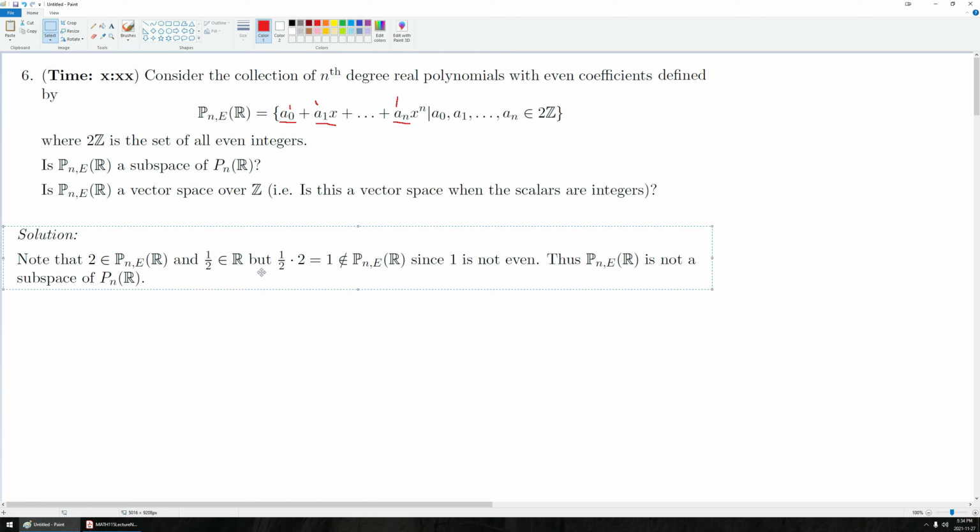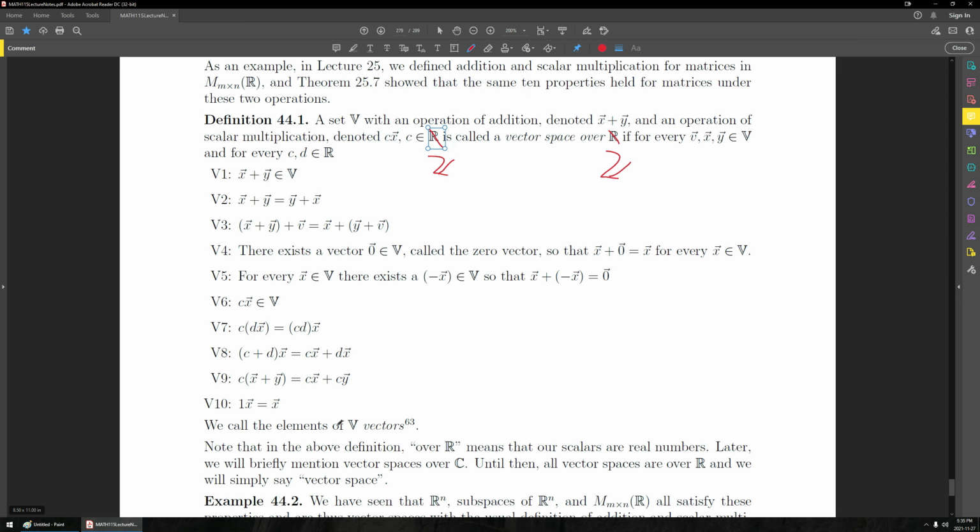Note 2 is an element of Pn of R, and 1/2 is an element of the real numbers. But 1/2 times this polynomial is just 1. 1 is not an even number, therefore it's not in this set. Okay, thus this thing is not going to be a subspace of this, since it's not closed under scalar multiplication. Okay, so the next question is, would this thing be a vector space over Z? Well, let's just look at those requirements to be a vector space over Z and see if they're true or false. The first one is the sum of 2 of these vectors a vector?